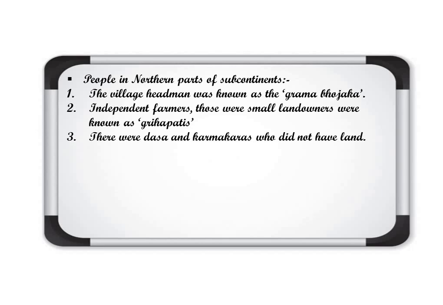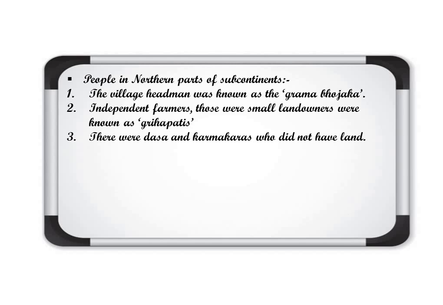And dasas and karmakaras, they were known as karmakaras or kamakaras both. They did not have their own land, they were just working on the lands of others for getting their livelihood, for getting income. Because they were not having their own land, that was the reason that they were working on others' land.